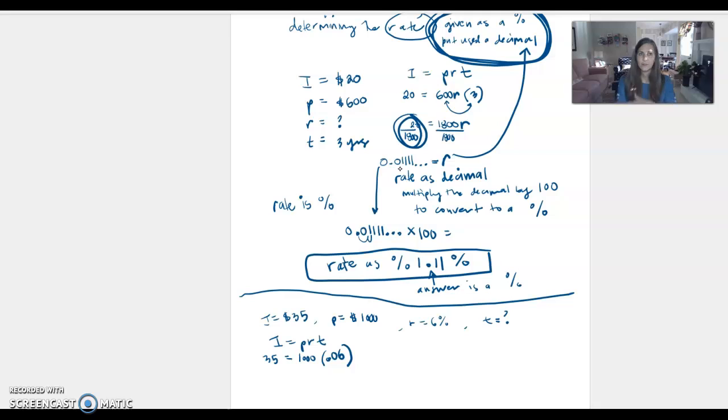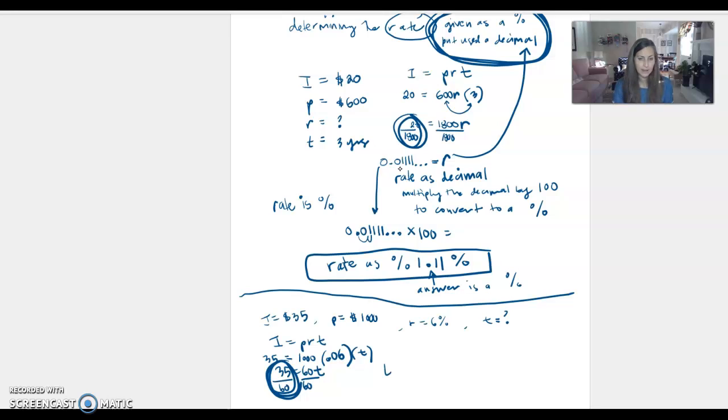The rate is 0.06. Again, you might have to watch my first videos and then come back to this one. What we're trying to solve for is time. Multiplying by 1,000 moves the decimal 3 places to the right. So 1,000 times 0.06 is 60, and that's going to be 35 equals 60T. Then to solve for T, time, you divide both sides by 60. What you'll actually put in your calculator is 35 divided by 60. Let's put that in and see what we get.